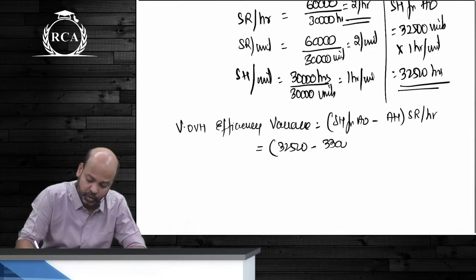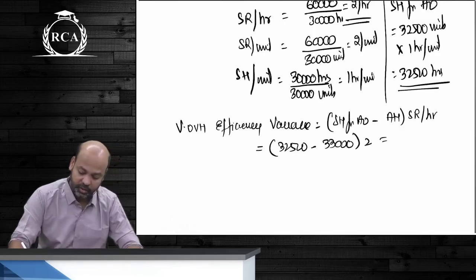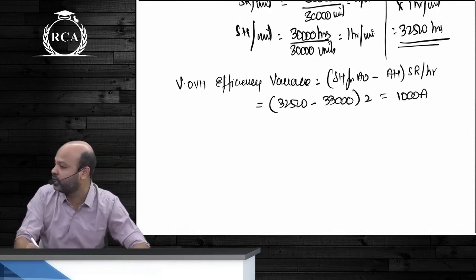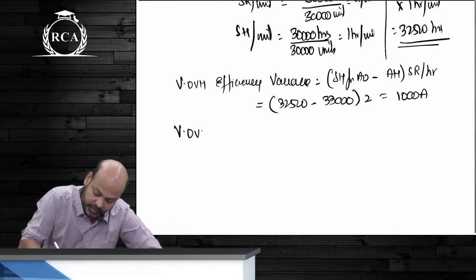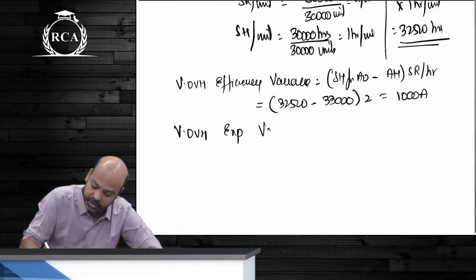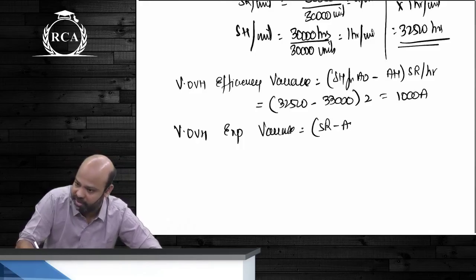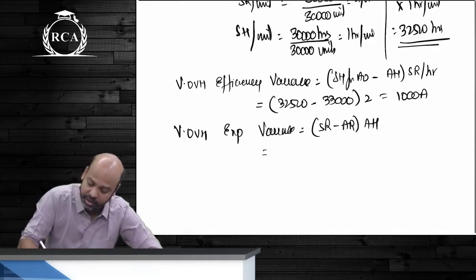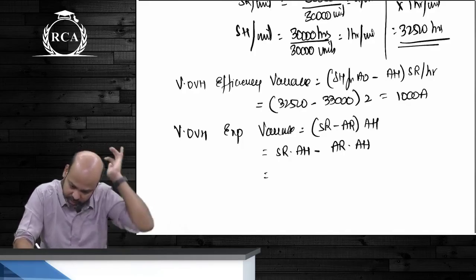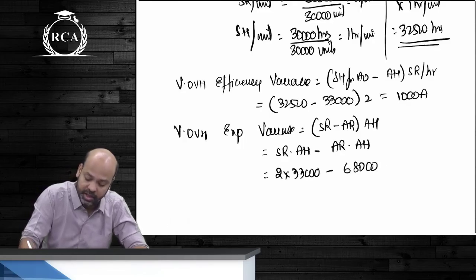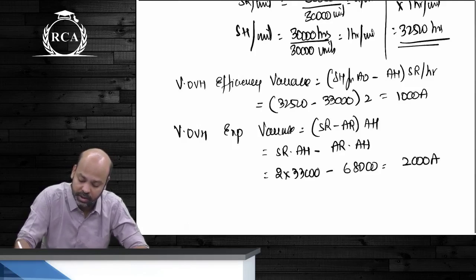Variable overhead efficiency variance is 1,000 adverse, beta. Variable overhead expenditure variance, done, beta. Standard rate minus actual rate into actual hours. You will write this as what? Standard rate into AH minus AR AH. How much is standard rate, beta? 2 rupees into 33,000 hours minus AR AH, which is 68,000. This will become 2,000 adverse.